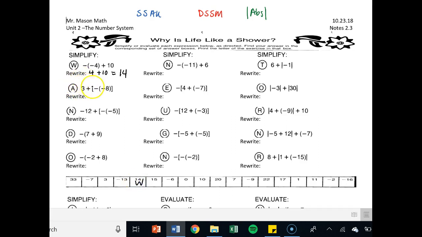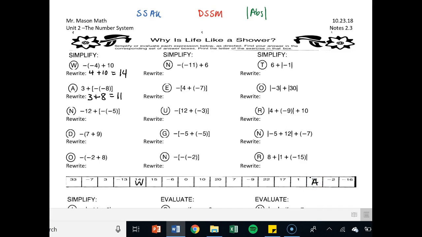Problem like number 3. I'm going to say 3 plus, and since this is a bracket, it's not an absolute value, it's a bracket, the opposite of negative 8. So that just becomes 3 plus 8. What's 3 plus 8? That's 11. So I put a letter on 11.